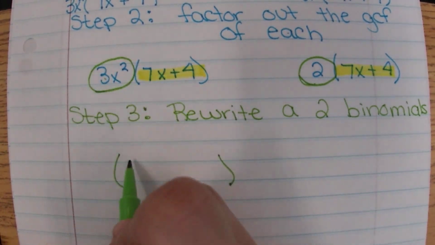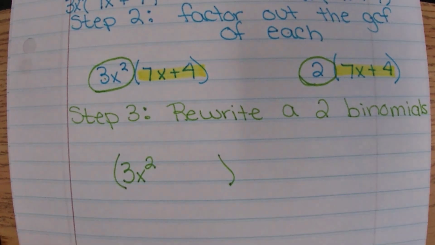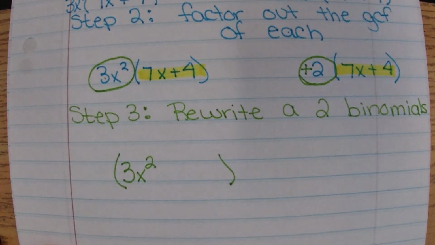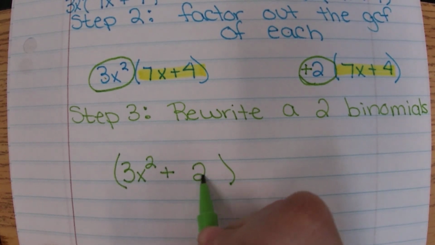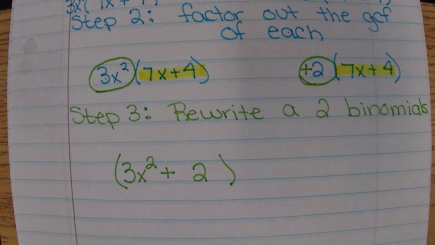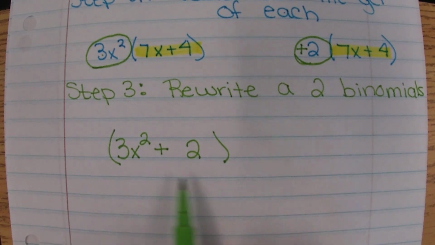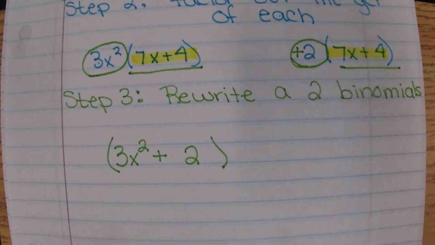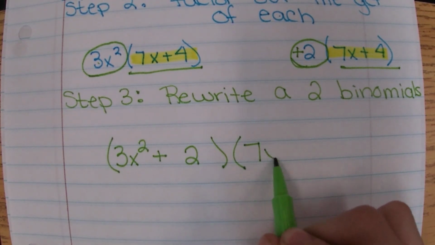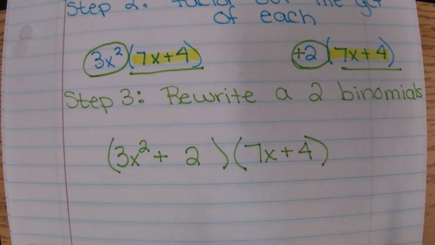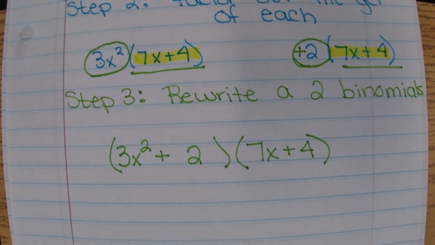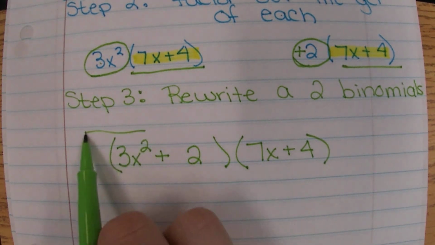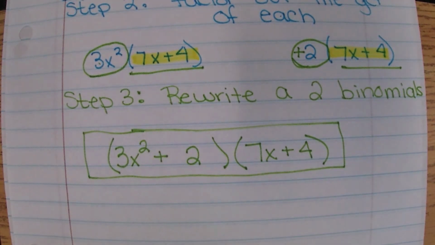Okay, so in one set of parentheses, we're going to put the first GCF. Okay, this is a positive 2. So I'm going to put a positive 2 in there next to it, right? It now reads as 3x squared plus 2, but that's okay. And then I'm going to take this binomial that we had in common, and I'm going to write it one time. And so I now have 3x squared plus 2 times 7x plus 4. And this is my final answer.